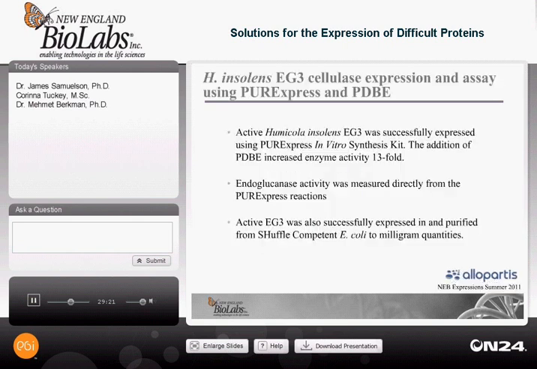In summary to this section, the active EG3 was successfully expressed using PURExpress in the in vitro synthesis kit, and the addition of the disulfide bond enhancer increased the enzyme activity 13-fold. The endoglucanase activity was measured directly from the PURExpress reactions. An active EG3 was also successfully expressed in and purified from SHuffle-competent E. coli to milligram quantities. My colleague, Dr. Berkman, is now going to talk more about SHuffle-competent E. coli.